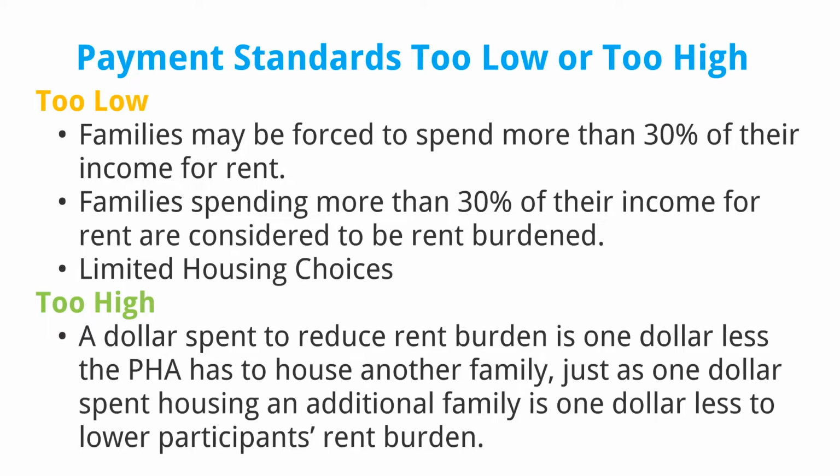However, there is a trade-off if the payment standard is too high. The PHA may not be housing as many families as it could with its current program budget. $1 spent to reduce rent burden is $1 less the PHA has to house another family, just as $1 spent housing an additional family is $1 less to lower the participant's rent burden.